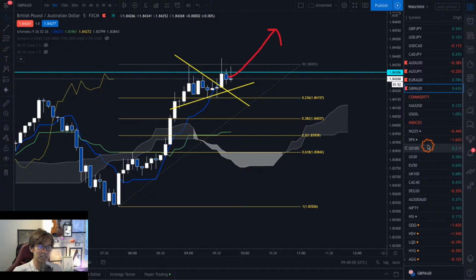Yeah, Kumo and Kijun-sen. AUD CAD, you can start to look for sell chances in lower time frames already, alright?